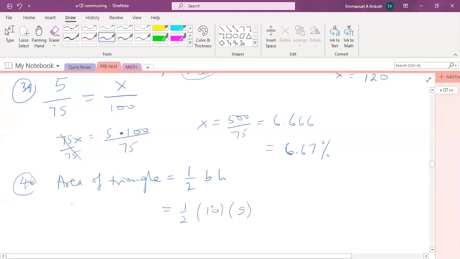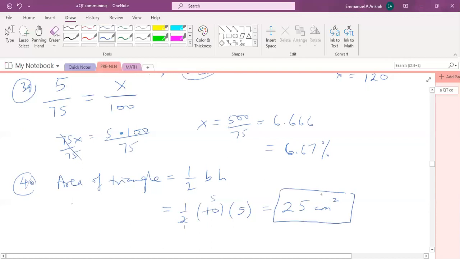Okay, I can reduce to lowest terms. One half of that, so this would be 5. So we have 5 times 5, so that'll be 25 centimeters, and the unit to be cubed. Sorry, squared, because it's area. So it's centimeter squared.